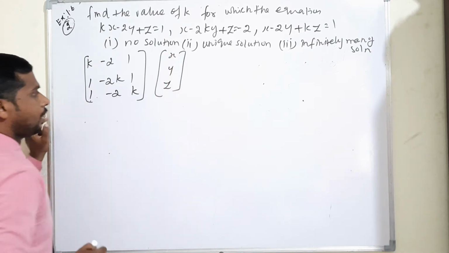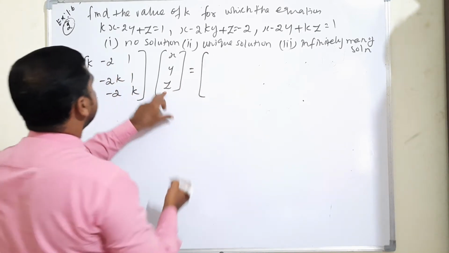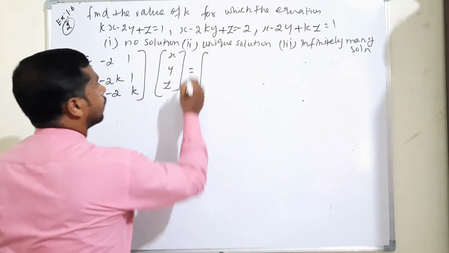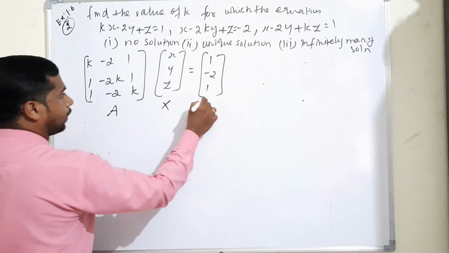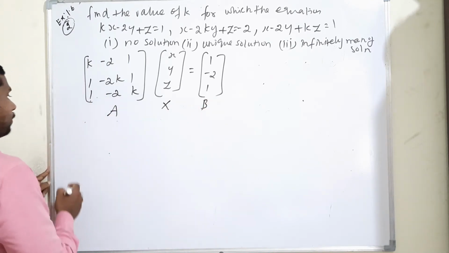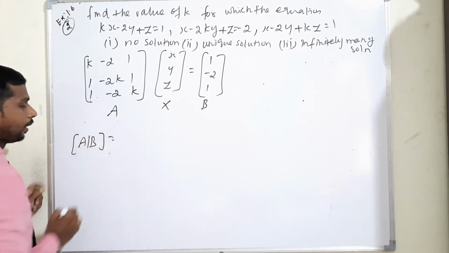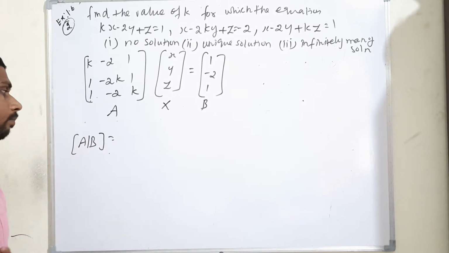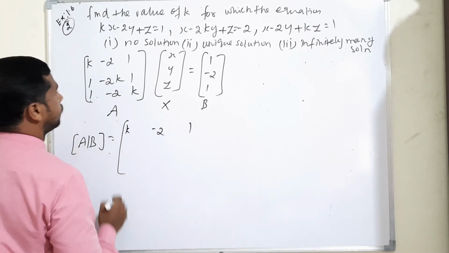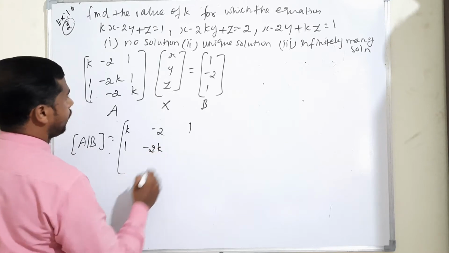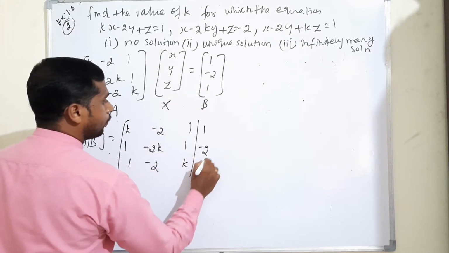Then the coefficient matrix times x, y, z, the number of unknowns, is equal to the constant column 1, minus 2, 1. This is considered as capital X, and the constant will be b. So AX equals B means comparing the augmented matrix with B. What is the meaning of the augmented matrix? To reduce it to row echelon form: k minus 2, 1, 1; 1, minus 2k, 1; 1, 1, minus 2, k; constants 1, minus 2, 1.